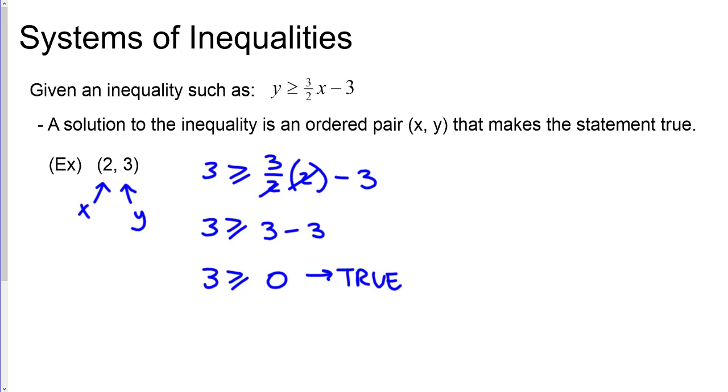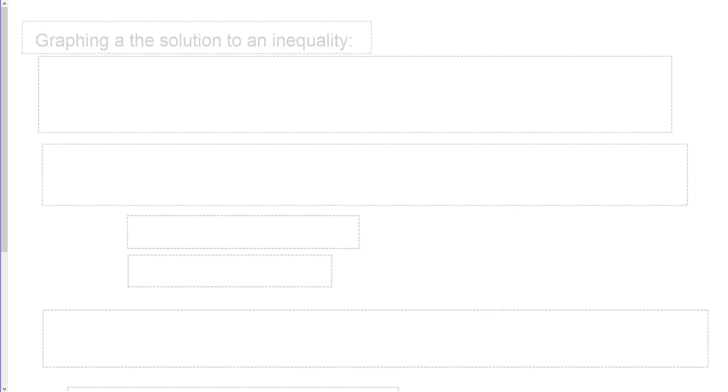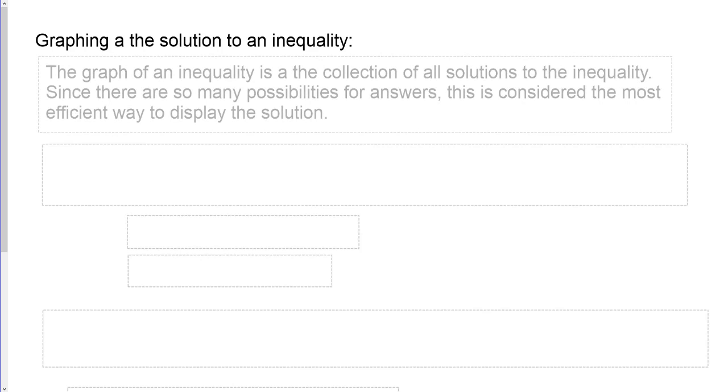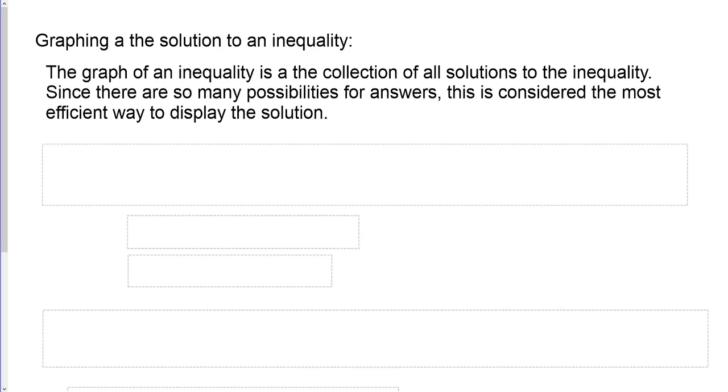However, there are many others as well, and there's no very good way of expressing the solution to these algebraically. So we rely on graphing the solution to an inequality. The graph of an inequality is the collection of all solutions to the inequality. Since there are so many possibilities for answers, this is considered the most efficient way to display the solution.